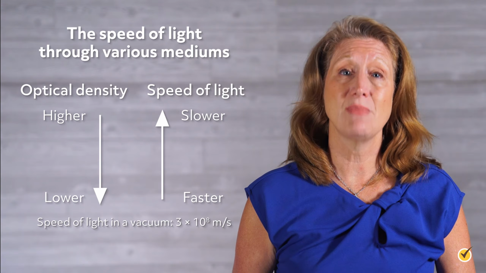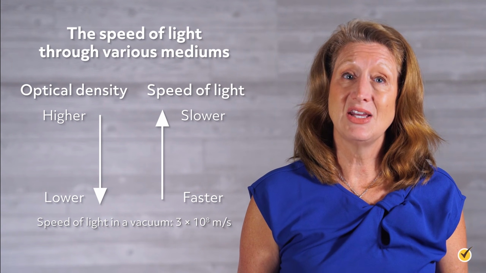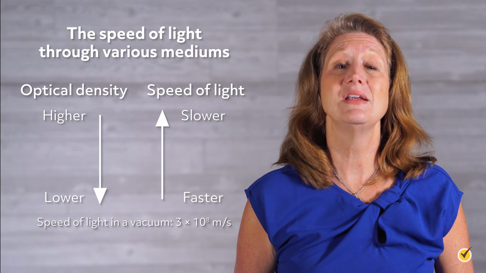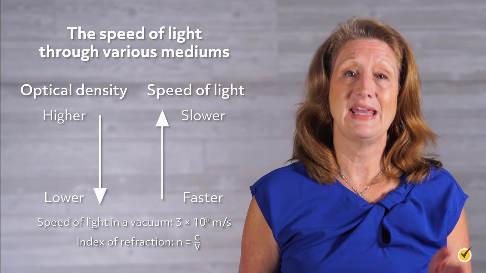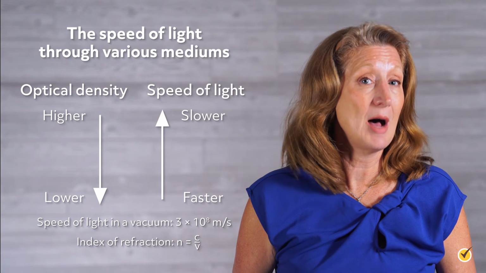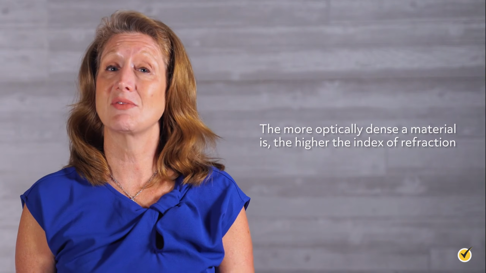The term used to measure the ratio of the speed of light in a vacuum, c, to the speed of light in a medium, v, is called the index of refraction. n equals c over v, and it is also an indication of the optical density of a material. The more optically dense a material is, the higher the index of refraction.